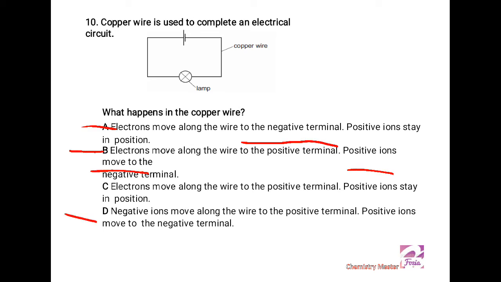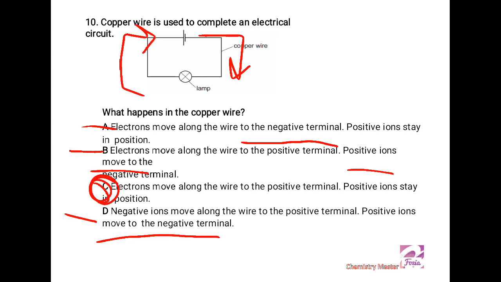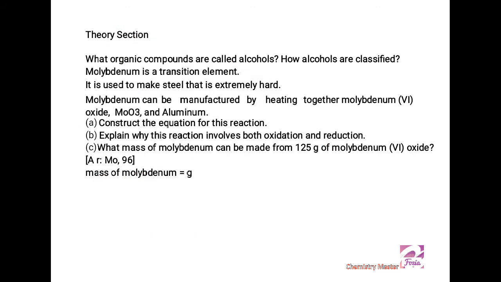D, negative ions move along the wire to the positive terminal and positive ions move to the negative terminal. It is the old story of conventional current. But when we see option C, electrons move along the wire to the positive terminal and positive ions stay in position. Yes, it's only the electron flow from the negative terminal to the positive terminal which makes the current flow in an electrical circuit. Now we go on the theory section, which is from organic chemistry.